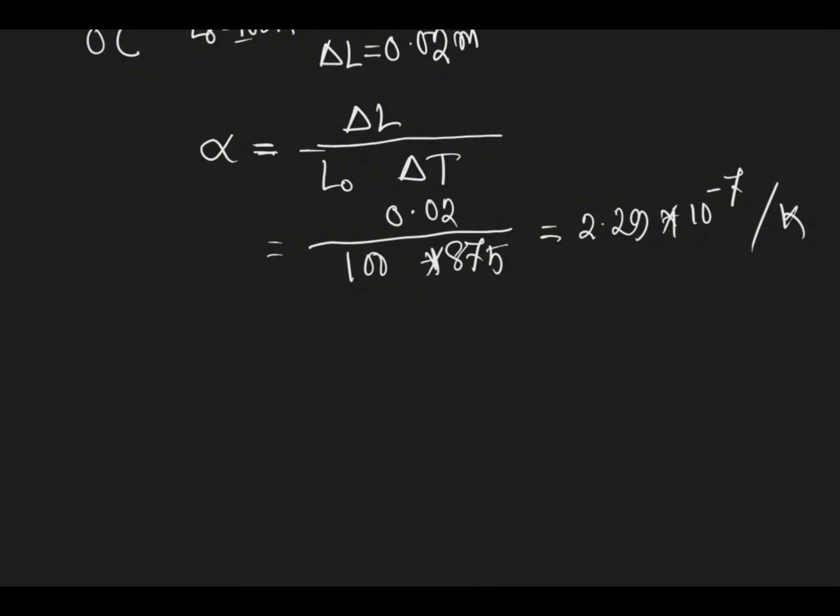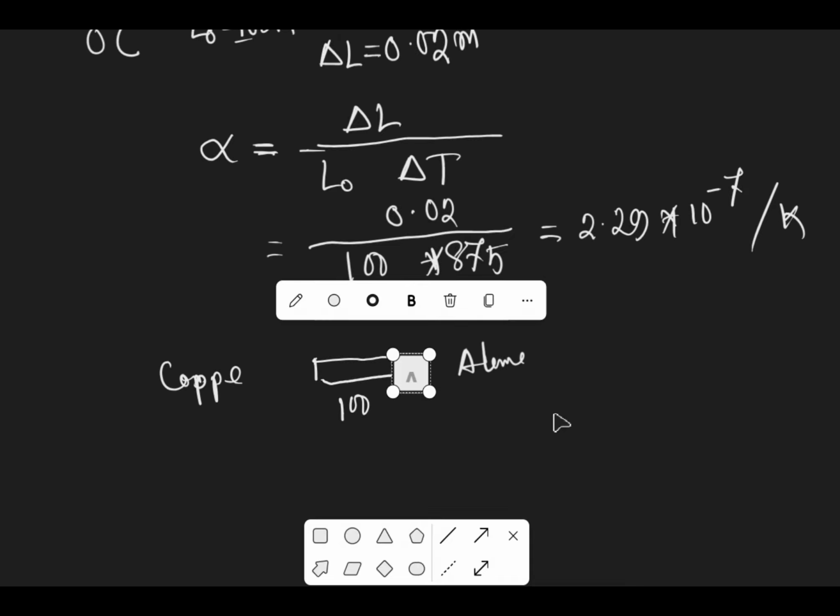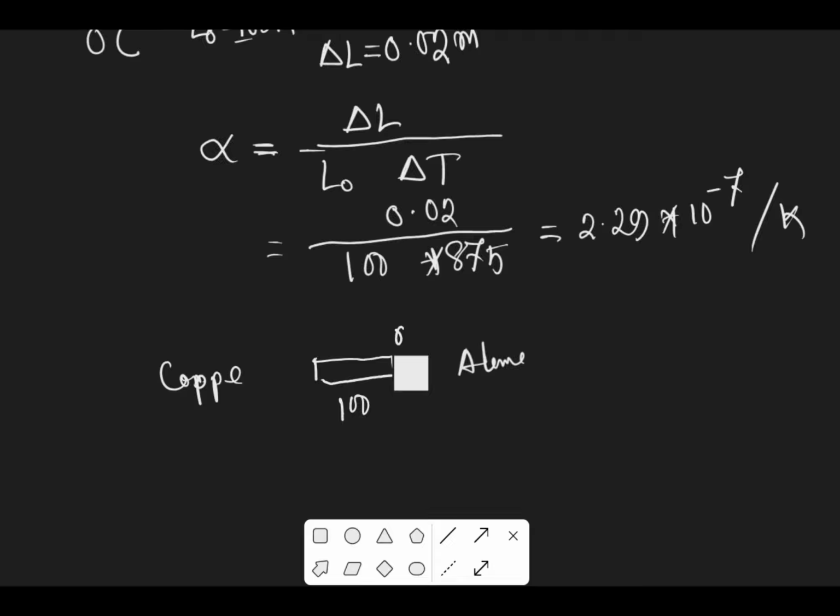So for copper and aluminum, the length was 100 for both, and the expansion is just about 0.02 meter for both cases.